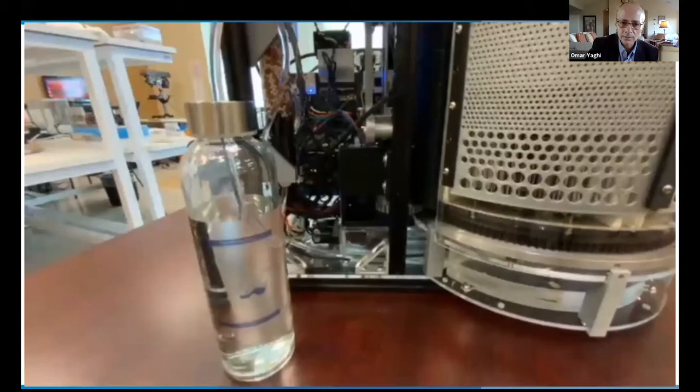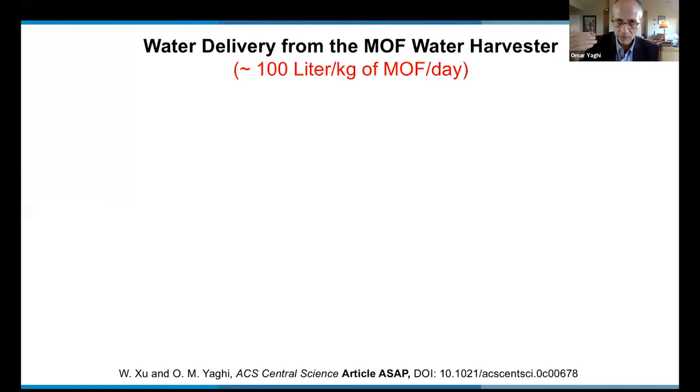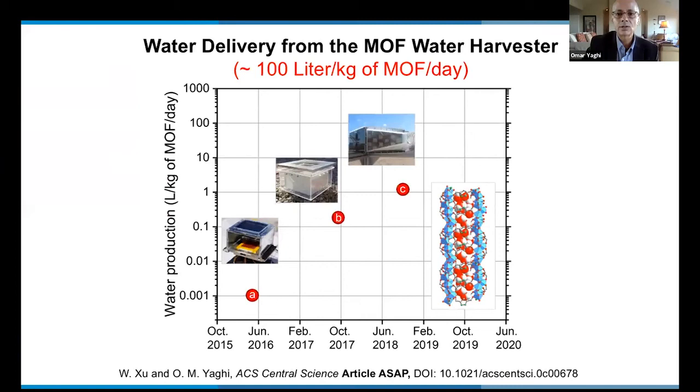And so that tells you that with the proper engineering, you can get to, in this case, 40 liters per kilogram of MOF per day. But if you calculate the capacity of MOF-303, we should be able to get to 100 liters per kilogram of MOF per day. And so this is the progress we've been making. We are looking very recently at around 80 liters per kilogram of MOF per day. That's real water. And I think that it's a game changer in this ability to extract water from desert air.